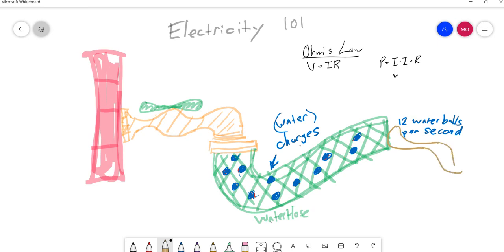Now, not all water hoses would be the same, right? So not all wires will be the same, even if you have the same amount of current. You might still get a different effect. But how would you get a different effect? Just imagine a water hose. Imagine if you put your thumb at the edge of that water hose. What's going to happen? You might get more pressure, right?